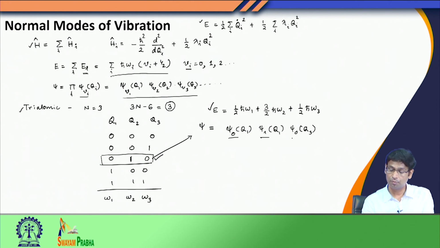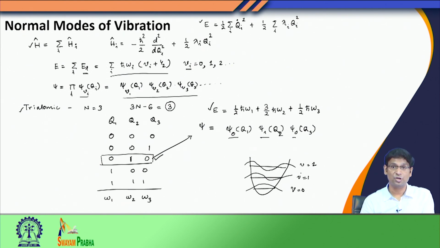What do I mean by psi 0, psi 1 and psi 0 along q1, q2, q3? If you remember, we had this harmonic oscillator problem and we obtained the solutions. When V equals 0, the wave function looked something like this, this is for V equals 1, this is for V equals 2. This was for the one dimensional harmonic oscillator. Now, when I say psi 0 at q1, I would take the lowest eigenfunction of the harmonic oscillator problem along the q1 mode, and I will take psi 1, the second solution, for the q2 mode, and I will take the lowest solution for the q3 mode, and then I would take the product.